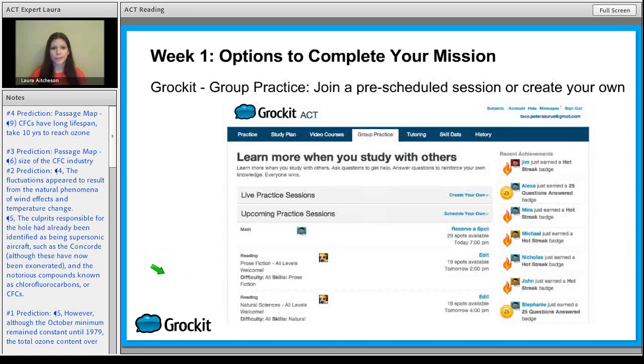If you prefer to work with people, no problem. Go to the group practice page. You could actually create your own, and make sure you label it though so that you can let other people know. Or you can, if you wanted to do a solo game, the study plan tab's a lot easier. You could do a solo game by creating your own practice session. But really, we're looking for you to do either the study plan tab or join in one of the games. So you have prose fiction, all levels welcome, and natural sciences, all levels welcome. So we have them at set times. But if you want to create your own, something that looks exactly the same, but with a different schedule, that's absolutely fine.